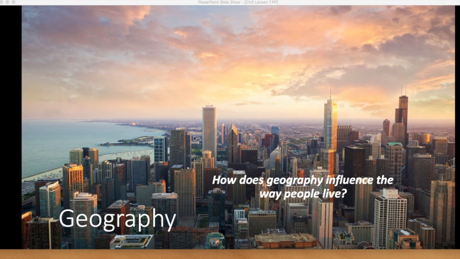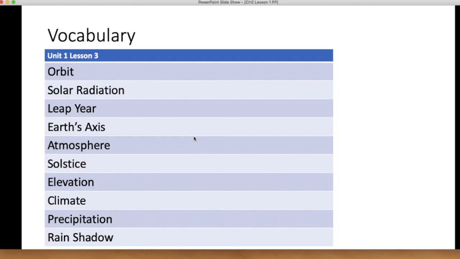So we're talking about geography. Geography is the study of Earth. This is where social studies gets into this science area. We talk about a lot of different things, but this is more like the science part of our social studies unit. So geography, the key concept here is how does geography influence the way people live? You've got some vocab words. We've already gone through the vocab. You guys have seen how to do that, so you should know what these words are at this point.